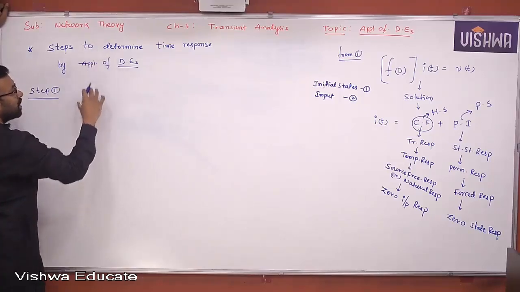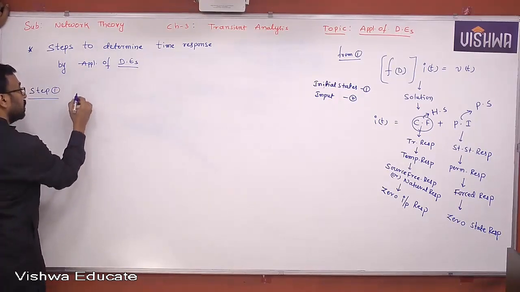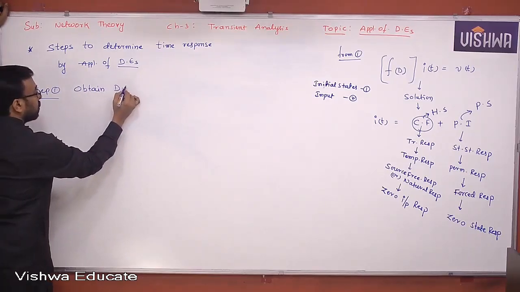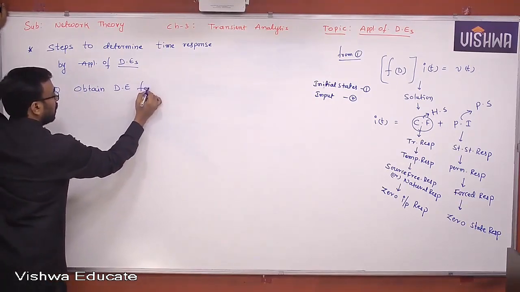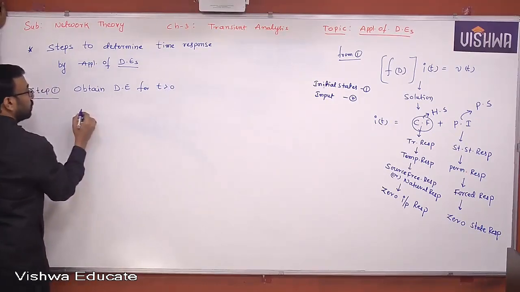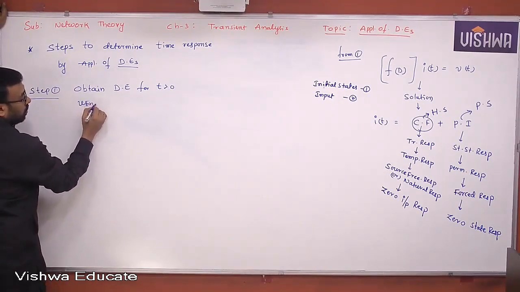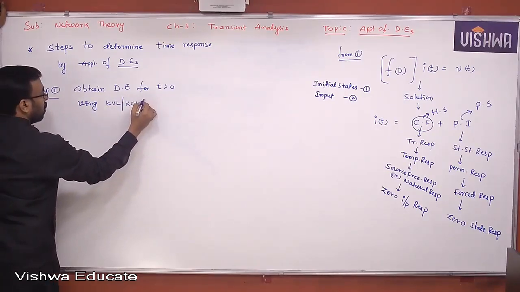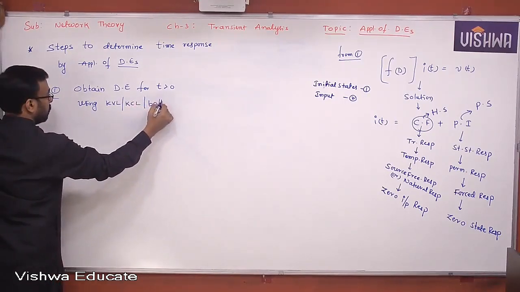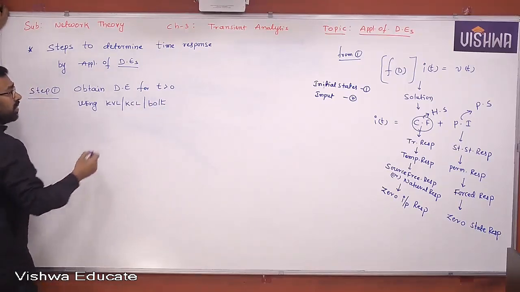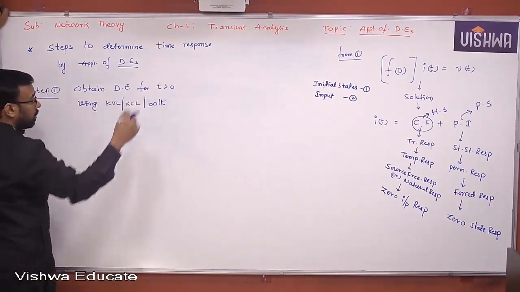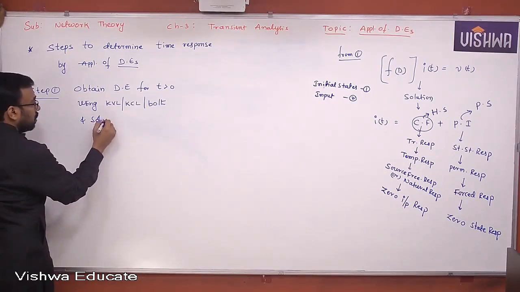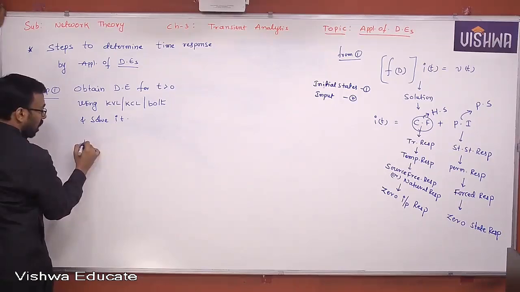To find the time response, first of all, you must have a differential equation. Obtain the differential equation for t greater than 0 using KVL or KCL or both. Okay, what is the differential equation? Usually it is in that form only, right? And solve it. Once you solve it, what will you get?